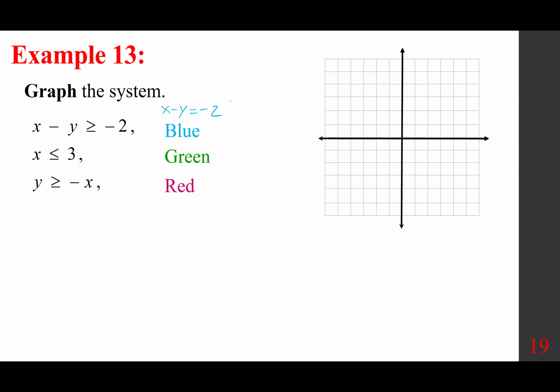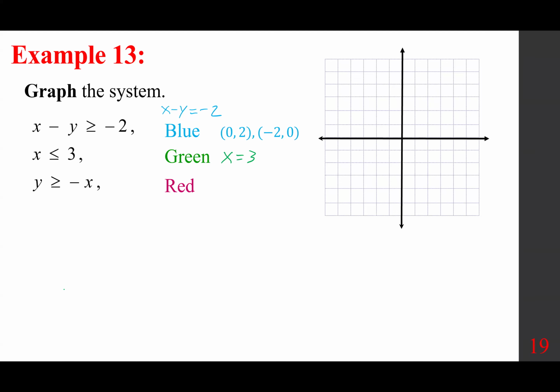And if x is 0, y is 2 because minus y equals -2. And if y is 0, x is -2. So those are the two pairs. This one, just the line x equals 3. That's a vertical line, everybody.